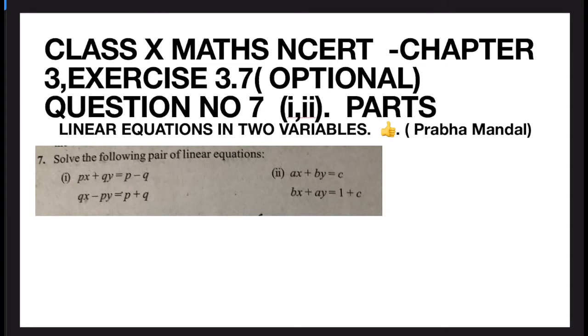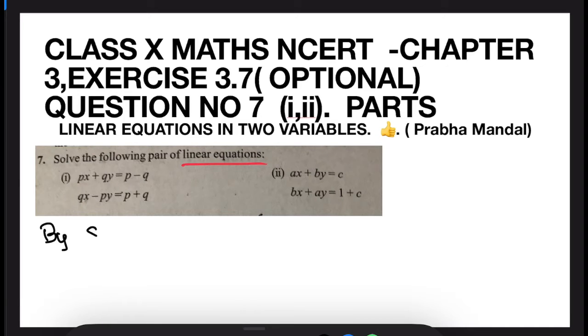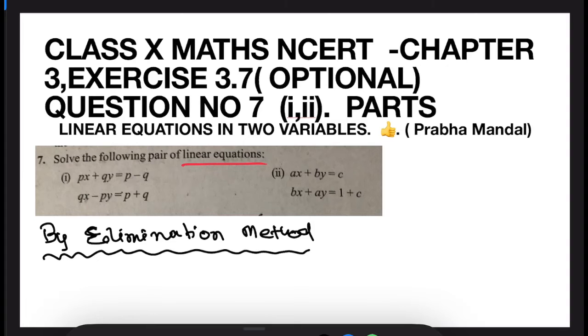Now, question 7 says: solve the following pair of linear equations. We have to solve by what method? Any method you like. I will solve by the elimination method, which I told you is easy. So, question number 7, part 1.